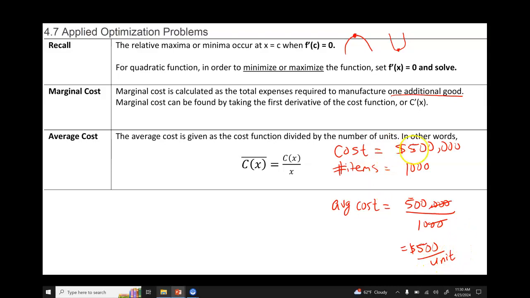So the difference between total cost and average cost is total cost is C of X. That's the total cost of producing however many goods. But then the cost per unit is going to be the total cost divided by X. Also, I forgot to mention here that marginal cost could be found by taking the first derivative of the cost function, or C prime of X.